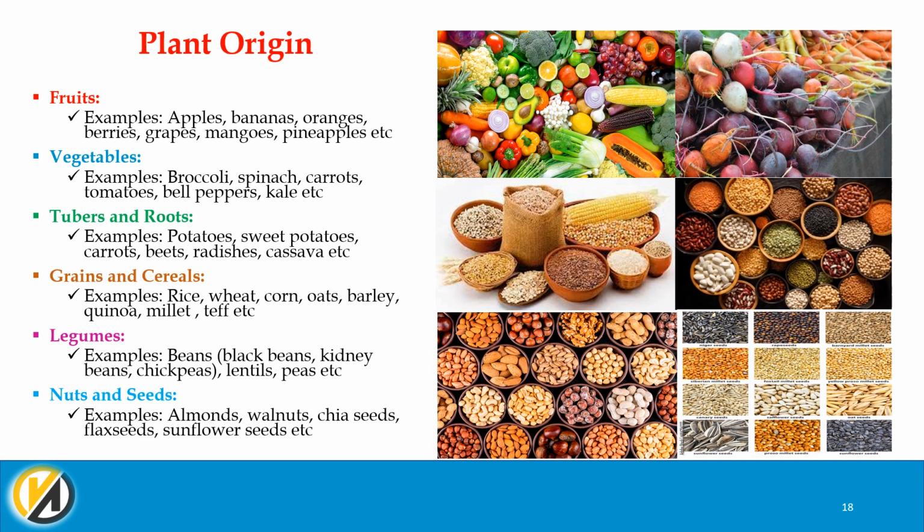And in some parts of the world, especially in Ethiopia and Eritrea, there is a grain called teff, which is used to make the flatbread injera. And the other one is legumes. So this includes beans, for example, black beans, kidney beans, chickpeas, lentils, peas, and the like. And the last one is nuts and seeds. This includes almonds, walnuts, chia seeds, flax seeds, sunflower seeds, and the like. And all this can be considered as the plant origin source of food for human beings.